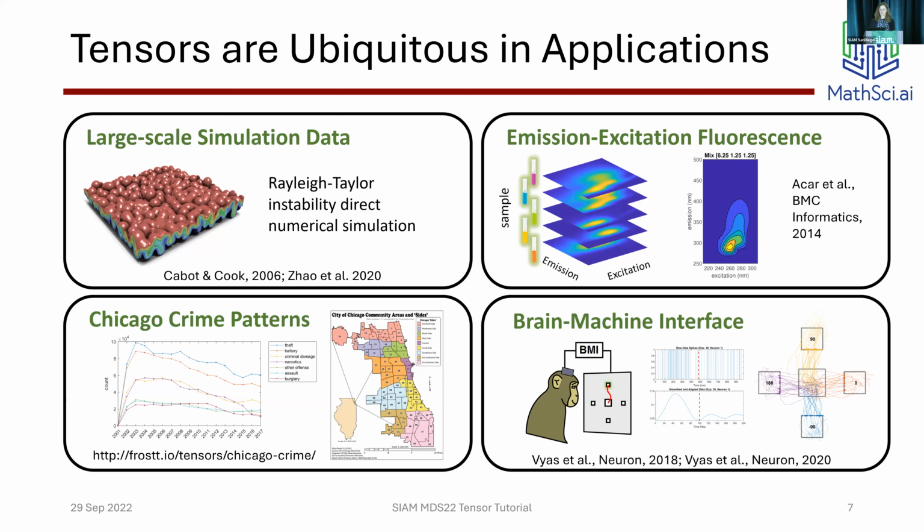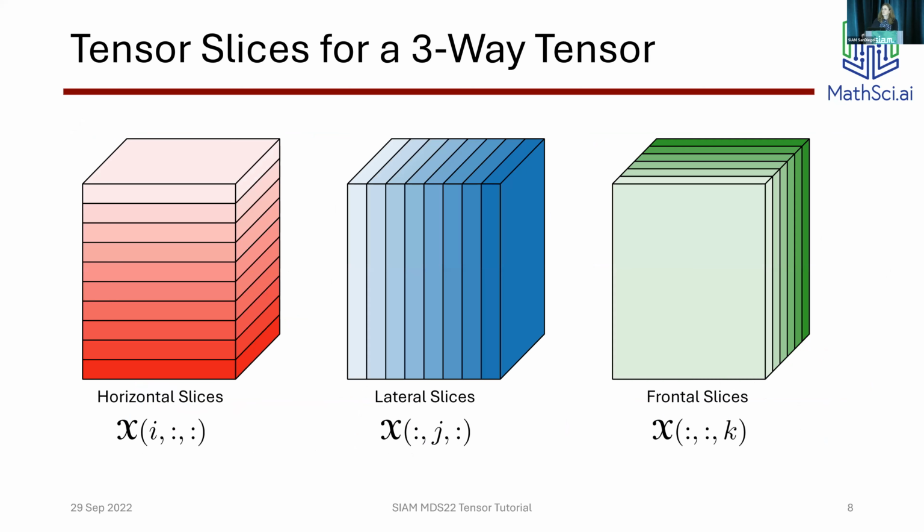So just to give a little bit about indexing and sort of referring to things in a tensor that we'll use here in this tutorial, you can look at a three-way tensor, you can think, well, that's just a stack of matrices, and you'd be right.